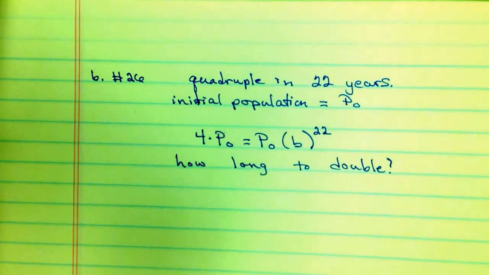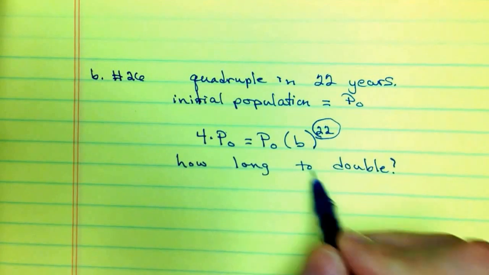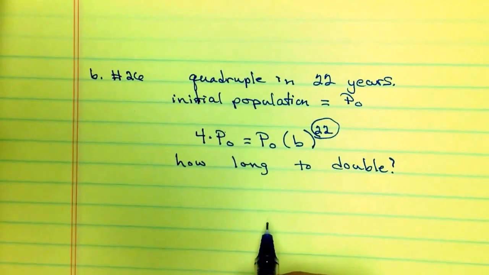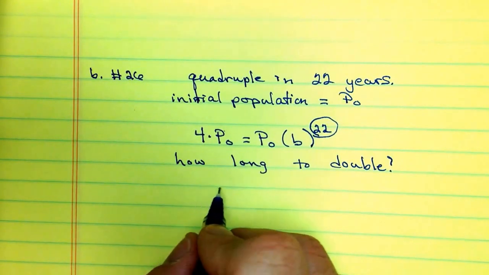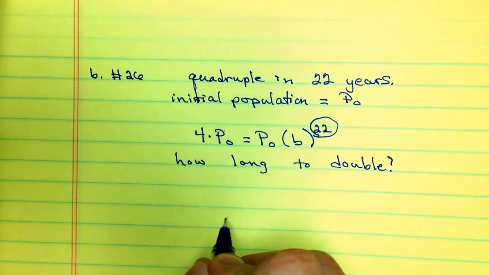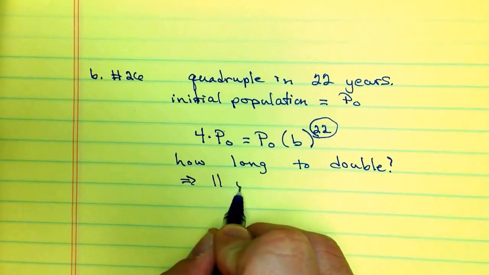So the idea is, this is actually pretty simple. Since it took 22 years to quadruple, it must take half of that to double. So the answer is 11. So 11 years to double.